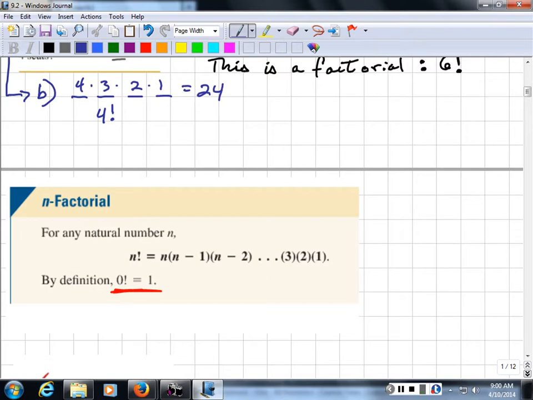Okay? You can just put it in your calculator. By definition, 0 factorial will always be equal to 1. Just accept that for what it is. I'm not going beyond the scope of this class.